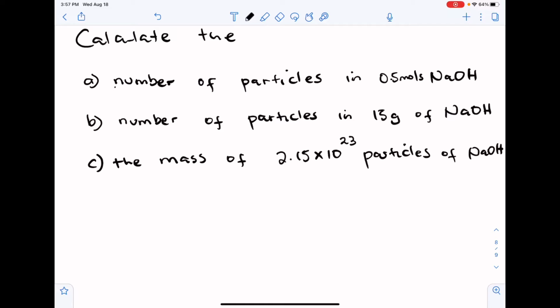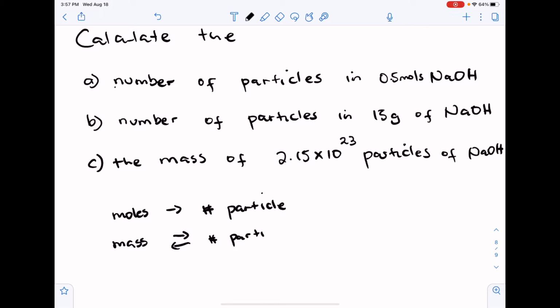In this video, we are going to learn how to convert moles to number of particles, and we are also going to learn how to convert mass to number of particles and vice versa.